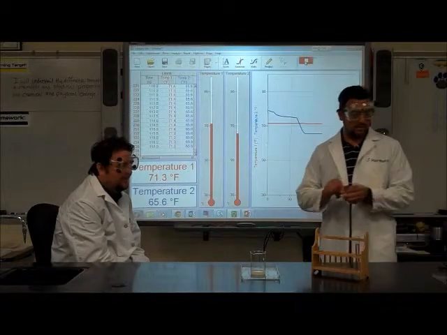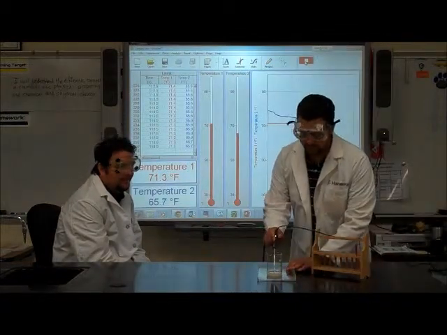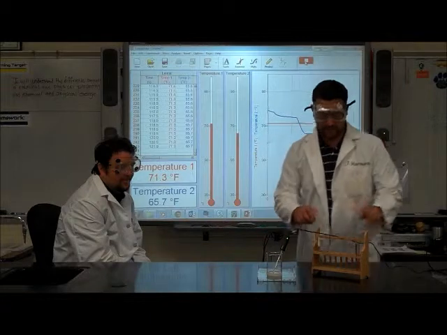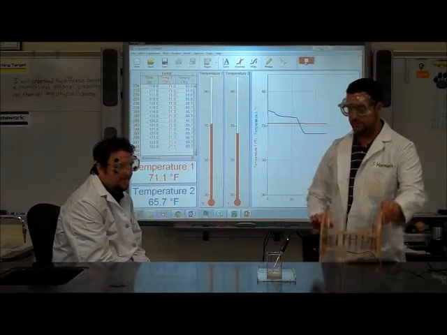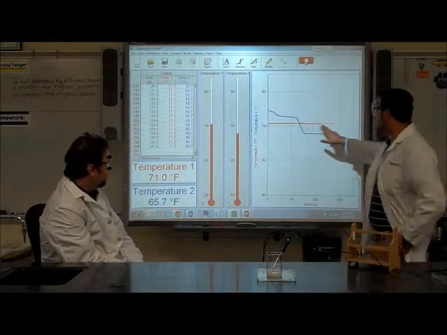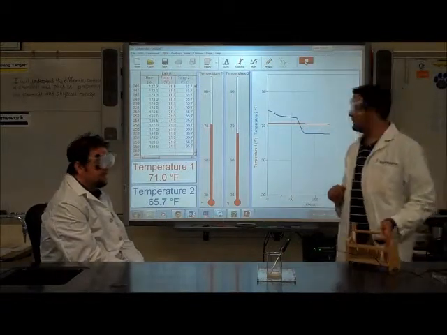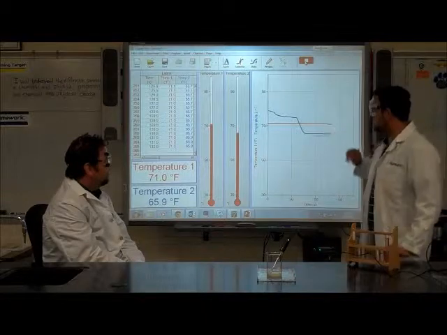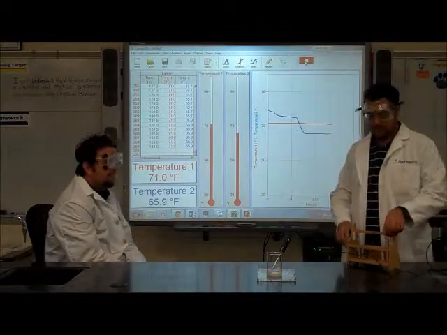Next we're going to do the water and sulfuric acid reaction. We're going to take our temperature probe again and dip it into the sugar. Remember, we're switching over to a new probe, a new thermometer, so we're using the red line now. As you can see, the sugar is pretty close to room temperature.